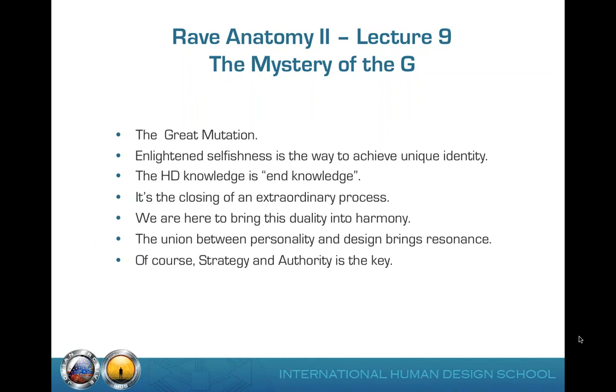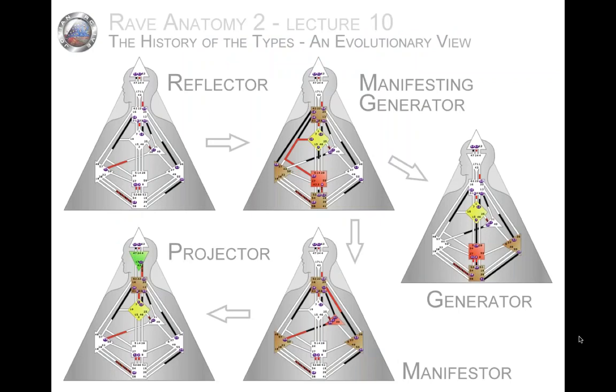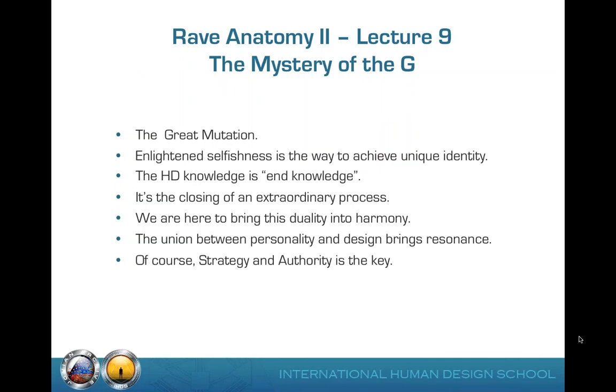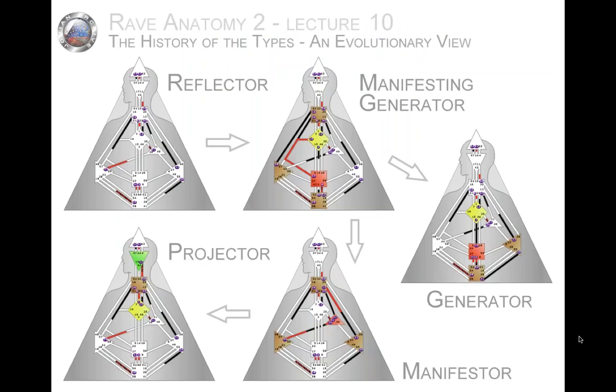The human design knowledge is end knowledge. It's the closing of an extraordinary process. We are here to bring this duality into harmony. The union between personality and design brings resonance. Of course, strategy and authority is the key. So, yeah, love that. The whole thing about studying the G center is just amazing.